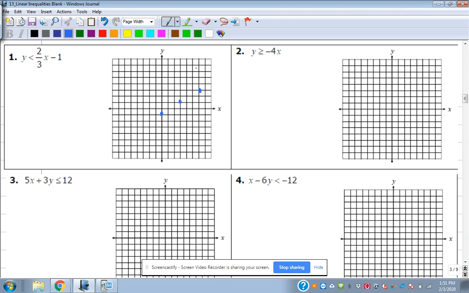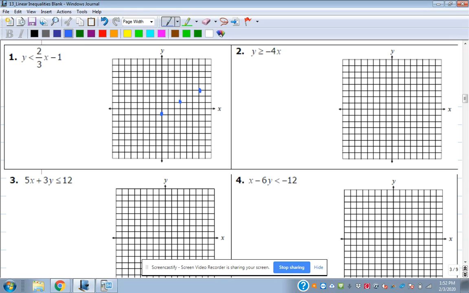All right. Now, here's the difference in an inequality and a regular equation. We have to decide what kind of line that is. Y'all remember how to do that? Dotted or dashed or solid line? Which one should it be? Okay, that's right. That's the thing you've got to look at.